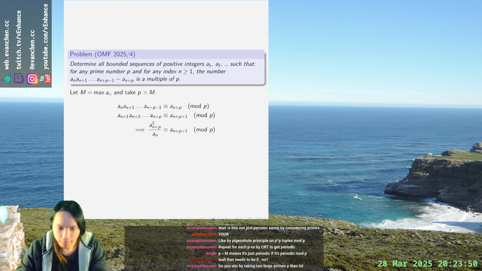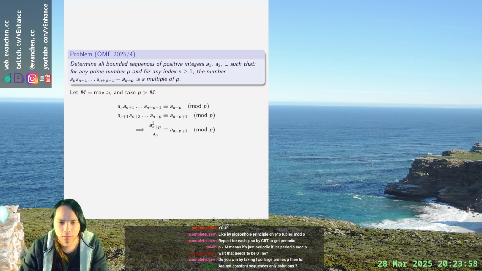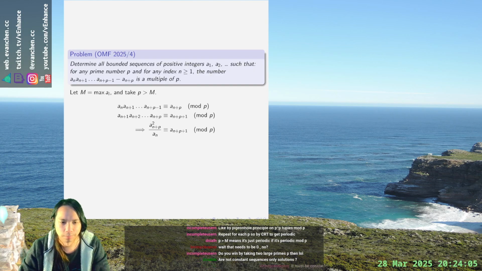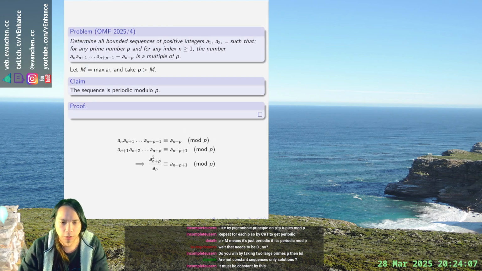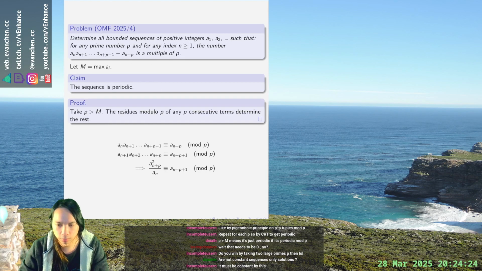Okay, so I don't even need to do this, just claim the sequence is periodic modulo p, because the residues modulo p of any p consecutive terms determine the rest. So I don't even need to take the x. Yeah, just take some prime p larger than M. The residues modulo p of any p consecutive terms determine the rest.